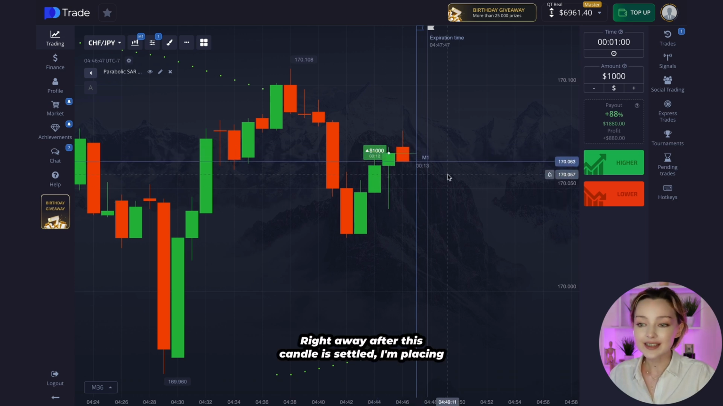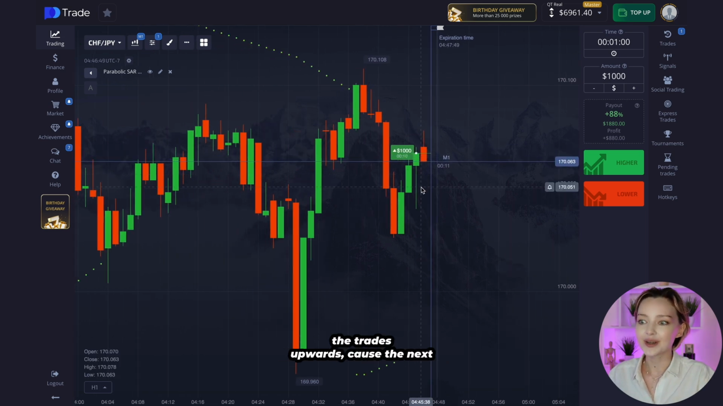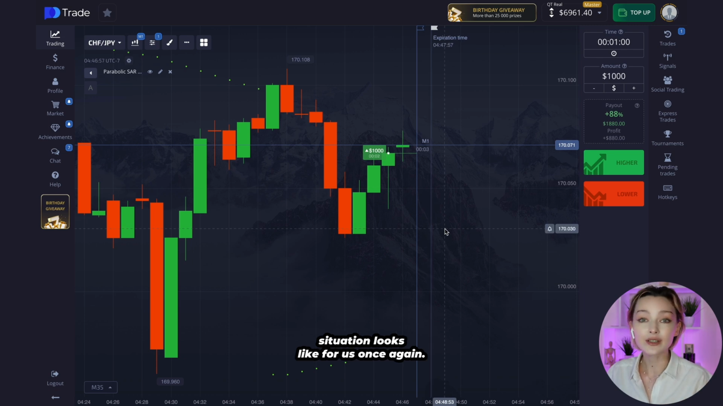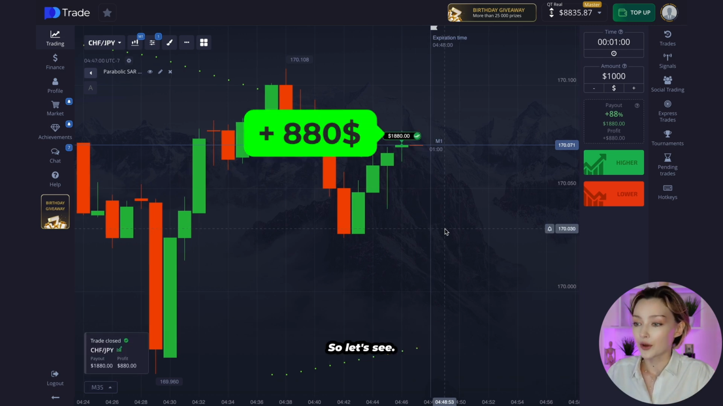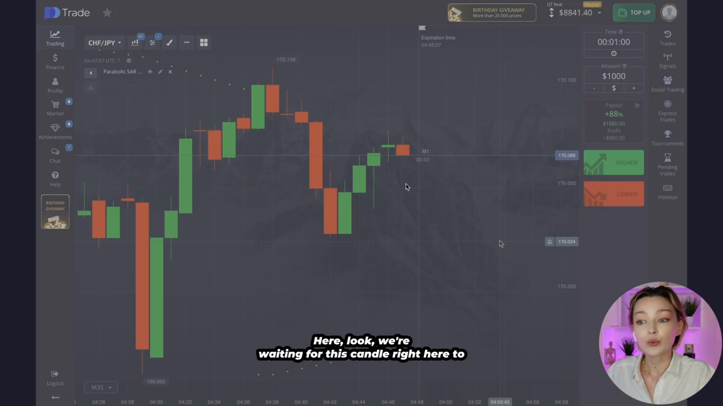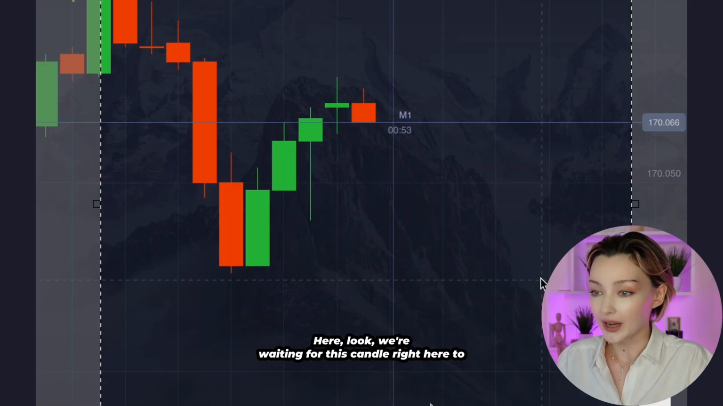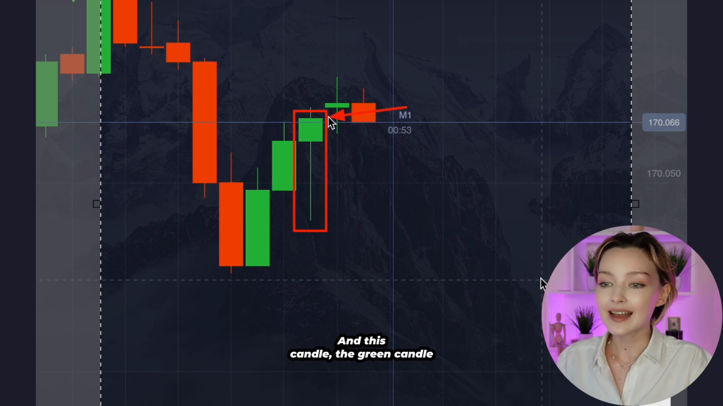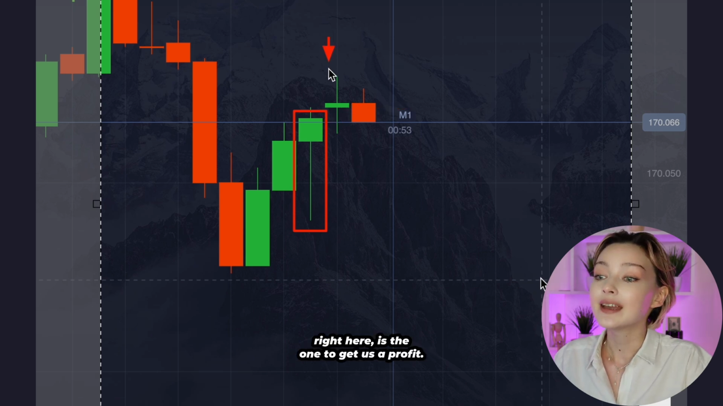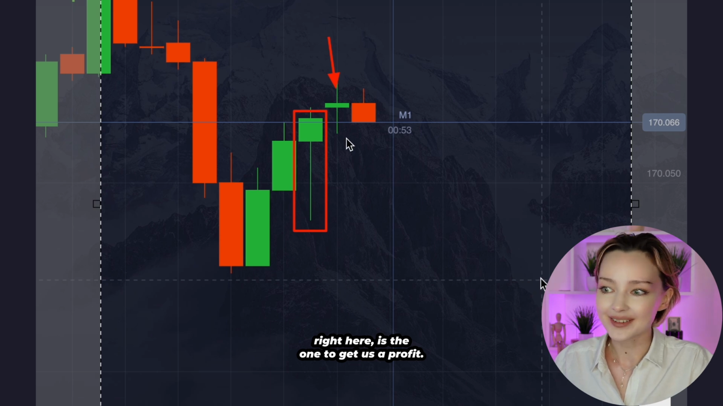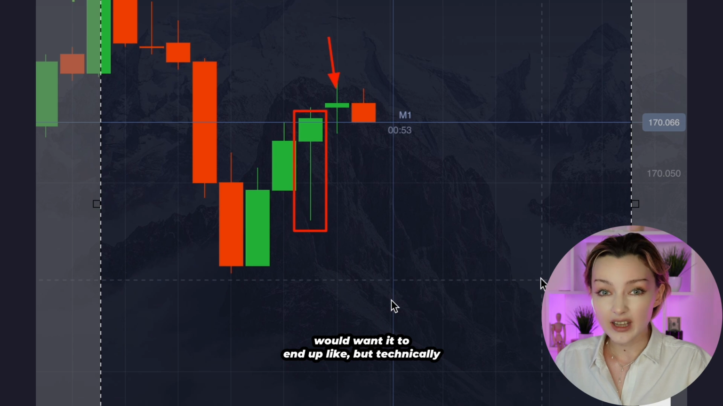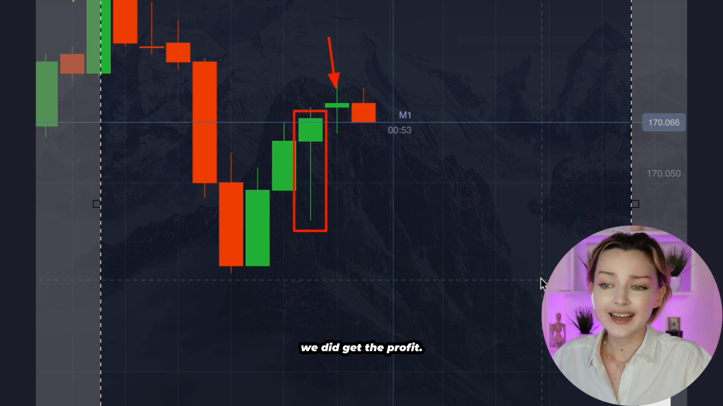Right away after this candle is settled, I'm placing a trade upwards because the next candle has got to be green for sure. Let's clear up what the whole situation looks like for us once again. So let's see. Here, look, we're waiting for this candle right here to settle, placing our trade right away at this point. And the green candle right here is the one to get us a profit. Yet it might not be as confident and large as we would want it to be, but technically we did get the profit.